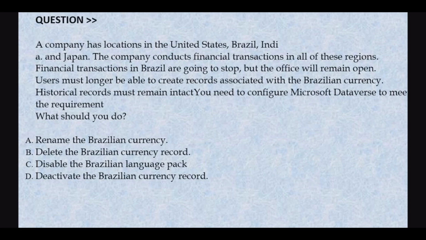Our question is, a company has locations in United States, Brazil, India and Japan. The company conducts financial transactions in all of these regions. Financial transactions in Brazil are going to stop, but the office will remain open. Users must no longer be able to create records associated with Brazilian currency. Historical records must remain intact. You need to configure Microsoft Dataverse to meet the requirement. What should you do?